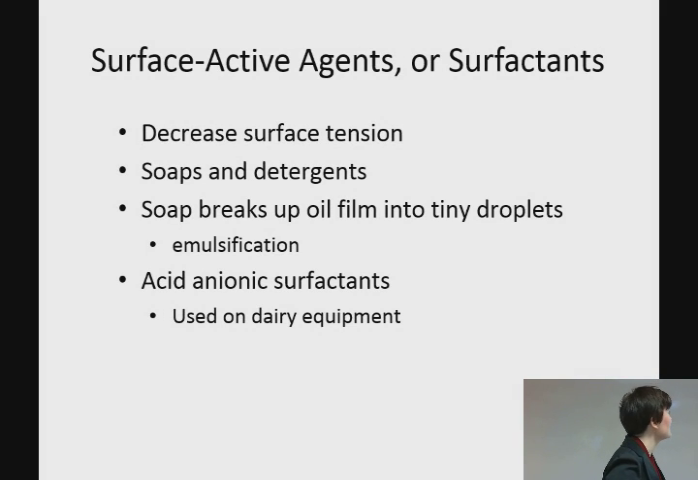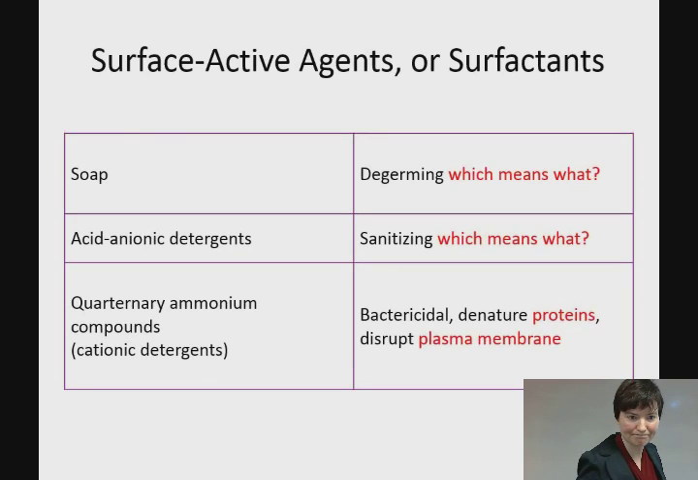Okay, one of the last classes of chemicals we need to talk about are surfactants. And they actually include a very wide range of things. They have all in common this one property, which is they decrease surface tension. Water has a lot of surface tension, so it actually tends to be very cohesive, and we can disrupt that and make it easier to remove things. Soaps and detergents all fall in this category. Soap breaks up oil into tiny droplets, emulsifying it. Some surfactants, like acid and ionic surfactants, are used in dairy equipment.